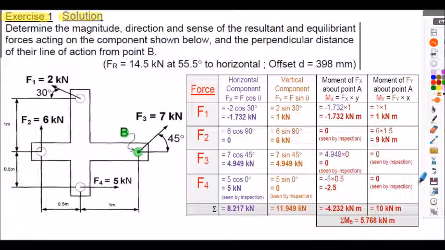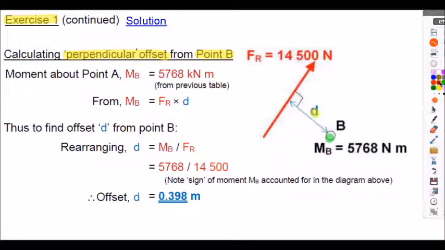Back to the table here, the MB is positive. That means it's a clockwise sense. And positioning FR this side of B gives us the clockwise moment. Had we put it this side of B, of course, we would have had an anti-clockwise moment. And that's not what we're looking for.